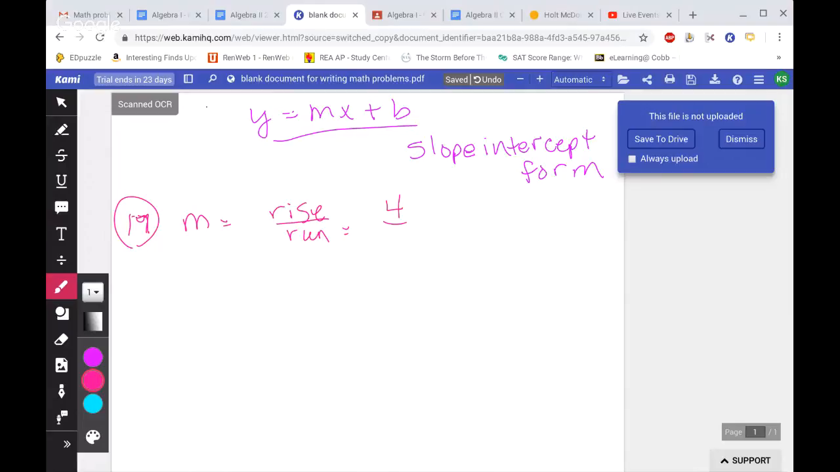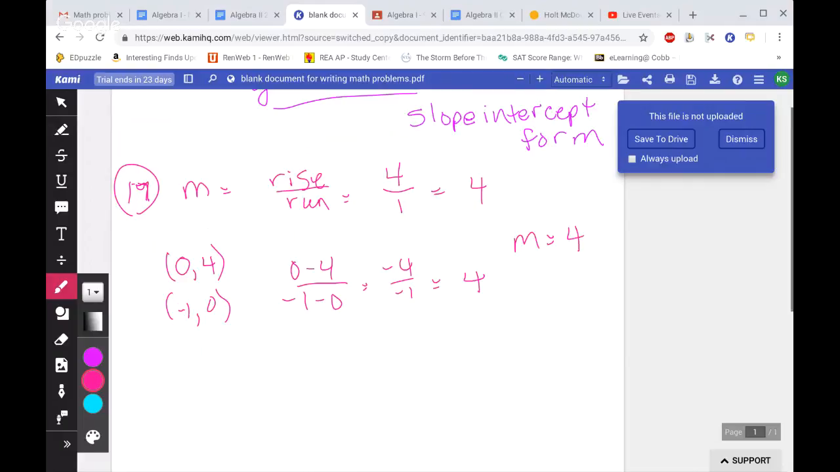It's 4 over 1. But if I were to calculate it using the points given, it would look like this, because this is always an option. So my slope, no matter how I look at it, is 4.